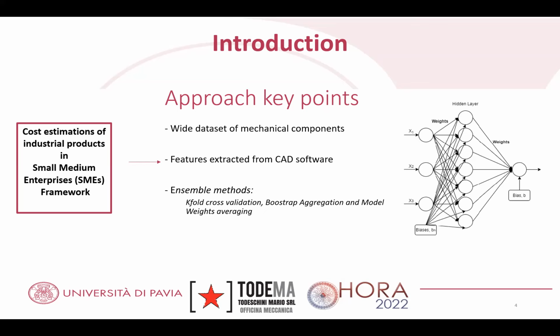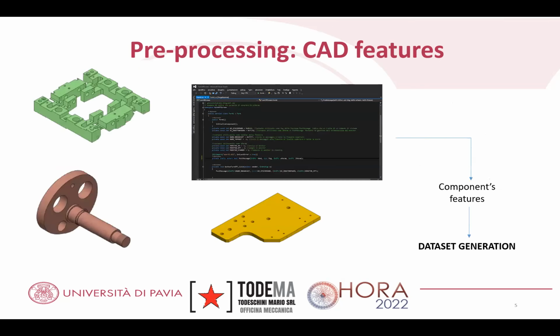These mechanical components, of course, are characterized by some features, and the ones used here are those extracted from a CAD software. And in order to maximize the capability to generalize of the final model, different ensemble methods were analyzed. So these are the three main key points of the project: the wide data set, the feature extraction from the CAD, and the employment of a neural network, specifically of ensemble methods. So, I have given an overview of the work that we have done.